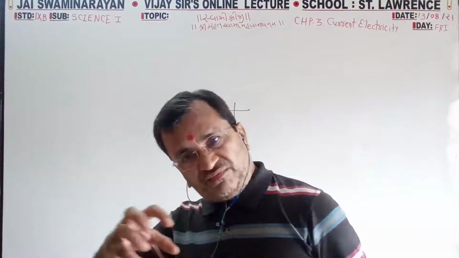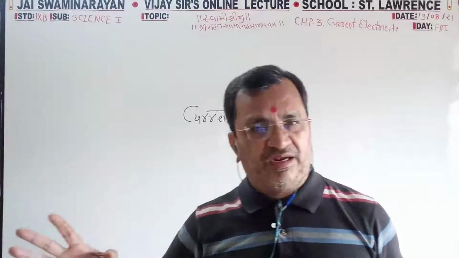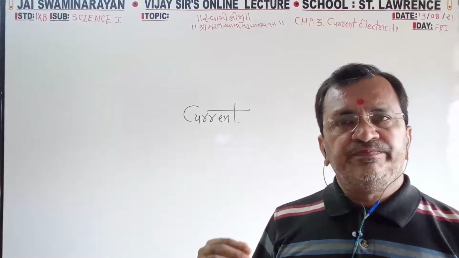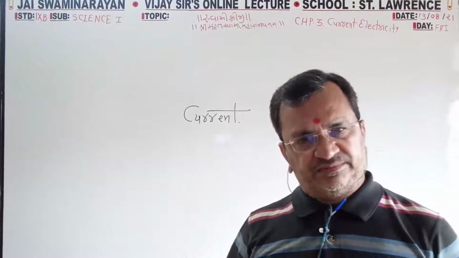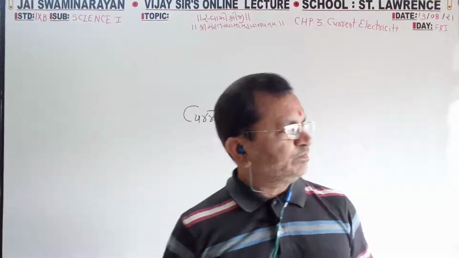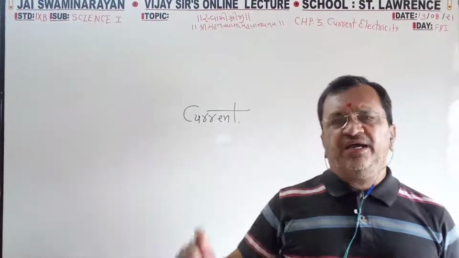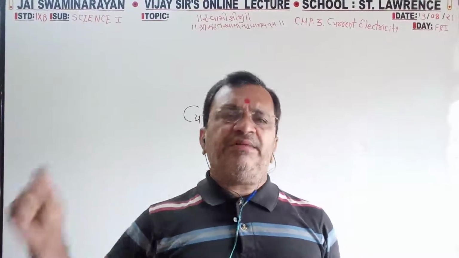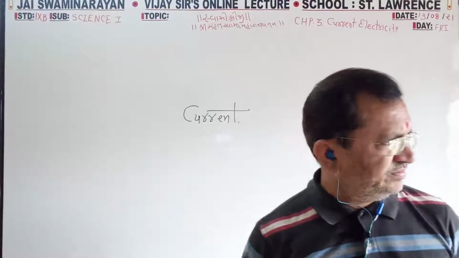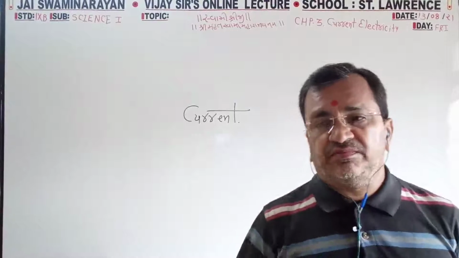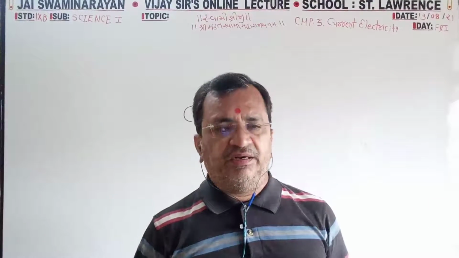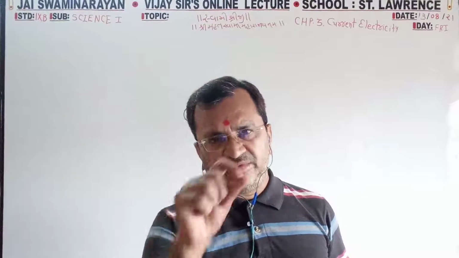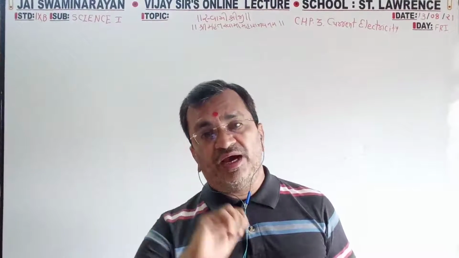Among that, one group, that is metal. Through metal only, electric current can pass. Why? Why through only metal can electric current pass, not through non-metal? Big question. Why through metal only? Why not through non-metal?